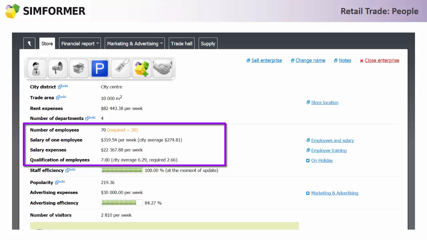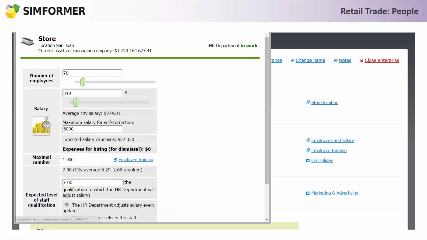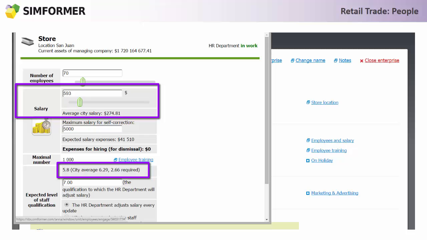However, you have to watch their qualification as well. In other words, proper level of service is also very important. The city average means the average level of service that is provided in the stores within the city. You can set up the qualification of employees by setting up their salary. Naturally, the higher the salary, the higher the qualification.